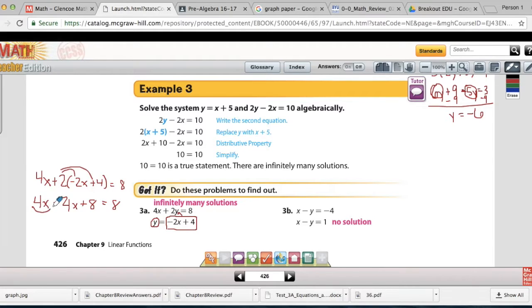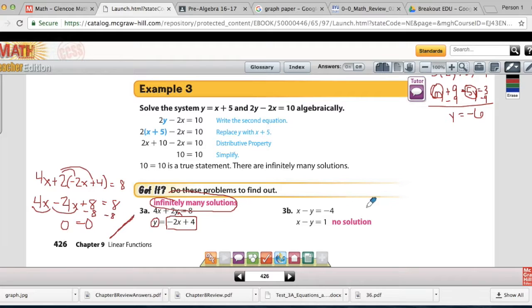And then we get 4x minus 4x, which is 0. And when you take away 8 from both sides, we get 0 equals 0. There are infinitely many solutions to that system of equations because it's the exact same line graphed on top of each other. So those are the same exact lines.